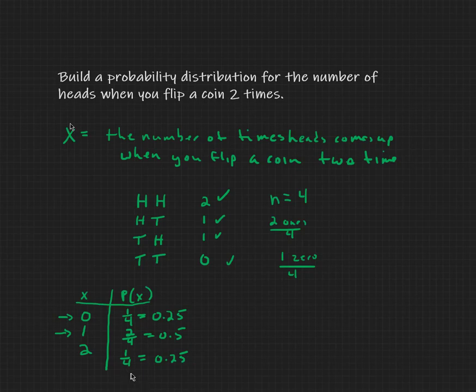And just to be super safe, if this is supposed to be a probability distribution, each of my probability values has to be between 0 and 1, and I check those. Yep, that one's okay, that one's okay, that 0.25 is between 0 and 1. And then I'm going to add these up and verify that they come out to near or exactly equal to 1. So 0.25 plus 0.5 plus 0.25 comes out to exactly 1.0. So this is a valid probability distribution.